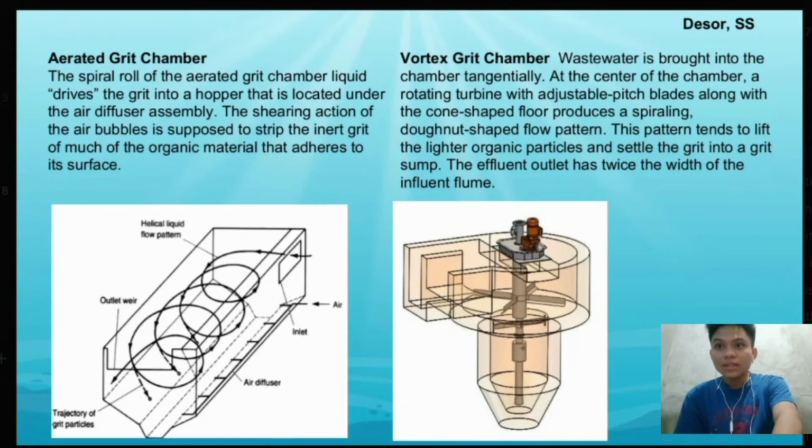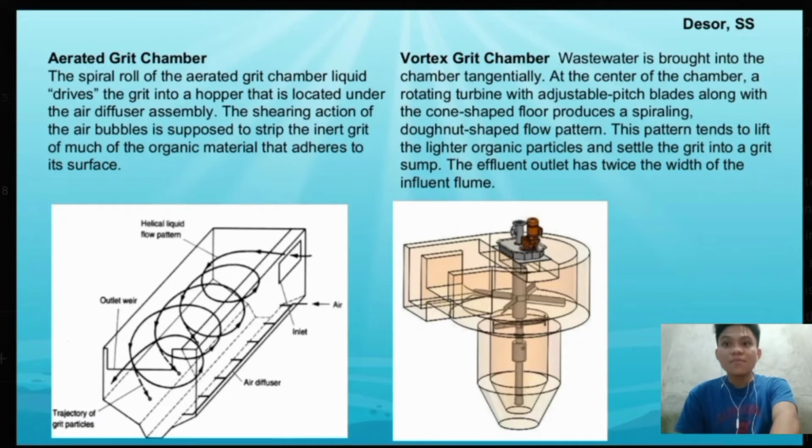Next is the grit chambers, which has three kinds. The aerated grit chamber is a spiral roll with drives that carry grit into a hopper that is located under the air diffuser assembly. Grit consists of dense materials such as sand, broken glass, silt, and or pebbles.